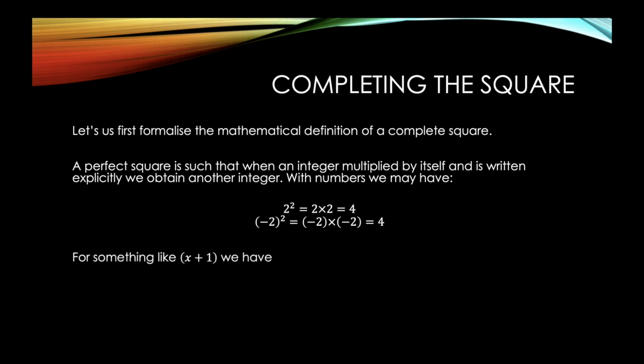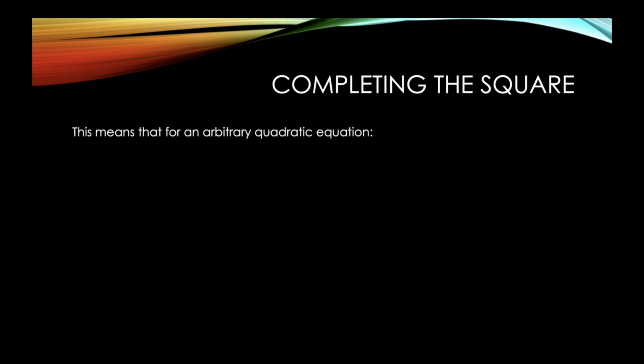Now if we extend this concept of a perfect square to an algebraic form, let's say we have x plus 1. Now if you square that, you have x plus 1 all squared, which is multiplying the same thing by itself. Now when you expand the brackets, you end up with x squared plus 2x plus 1. That's interesting because when you've squared an algebraic function, it looks like a quadratic. That means for any given arbitrary quadratic equation, you can actually write it out in the form of x plus p all squared plus q.